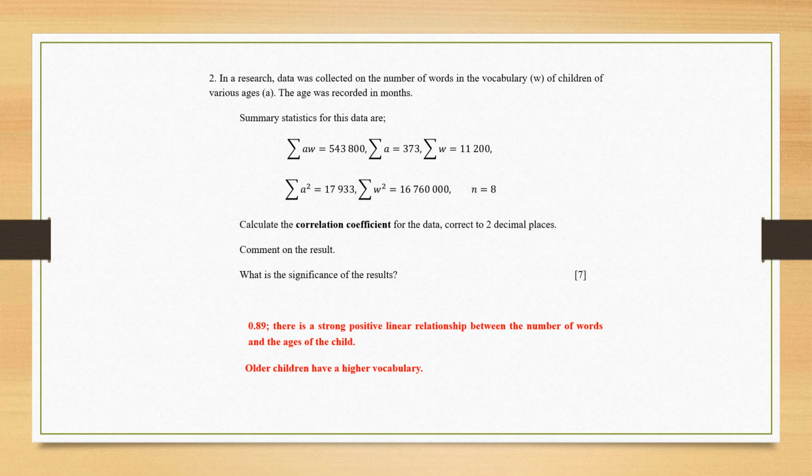So significance and commenting, you must know the difference. Comment is using the scale that's been given to you and significance is if A increase, W increase. You can write that, or you can write older children have higher vocabulary.